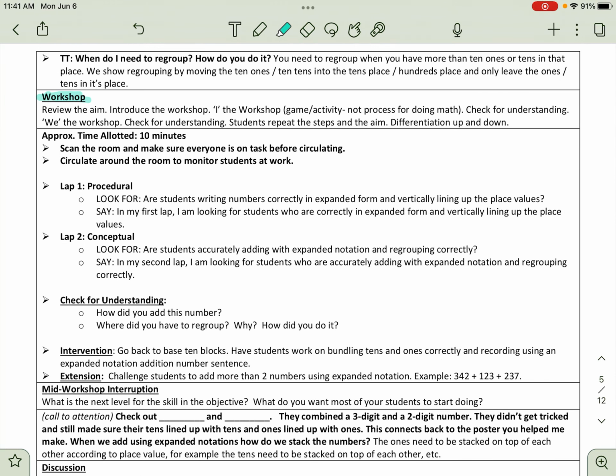And let's talk about the laps. As a teacher, when my students are working alone, I want to go through and see every student's work. During my first lap, I'm looking to see that students are writing numbers correctly in expanded form. Period. Are they writing it down correctly? Step 1. If they're not, I'm going to go in and maybe put a little mark next to their answer so that they can rework it and figure out the misconception. On my second lap, I'm now looking for conceptual understanding. Are they accurately adding the expanded notation and regrouping correctly? So I'm looking for 2 different aspects of the lesson to make sure that the students are successful.